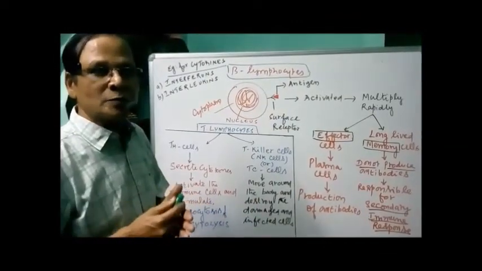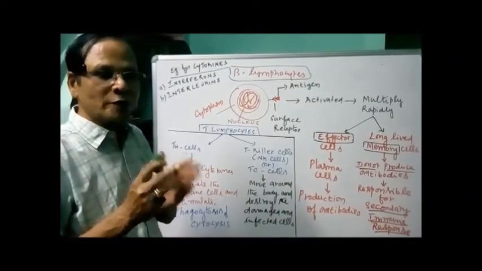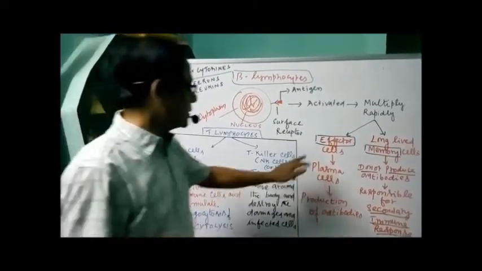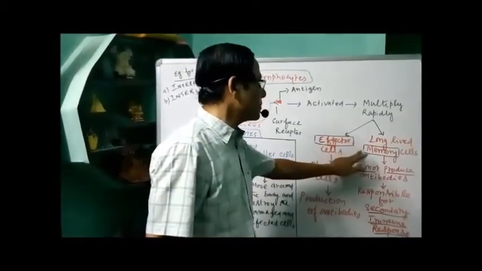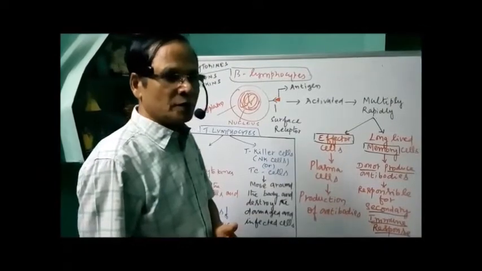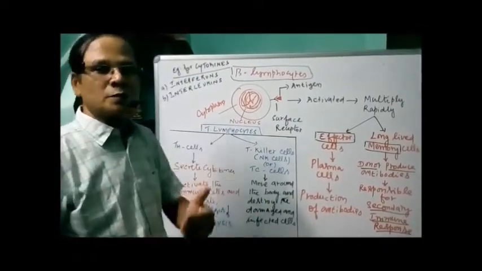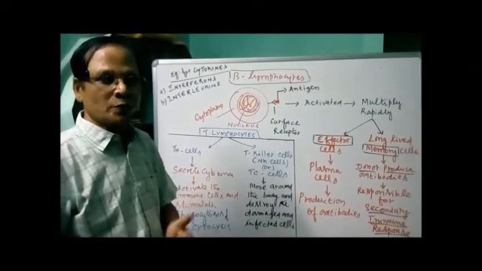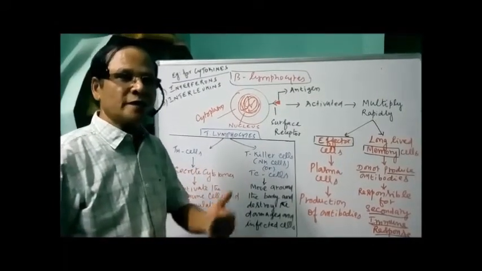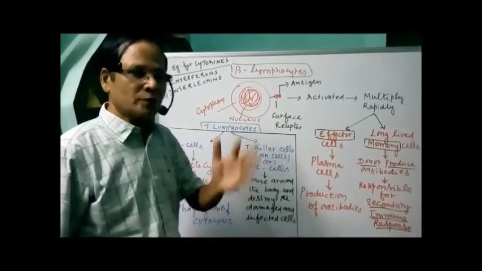They undergo rapid multiplication by mitosis to form two types of cells: effector cells and memory cells. The memory cells are long-lived. They retain the memory of the first encounter. They are responsible for the secondary immune response. When the same antigen enters the body again, they heighten the immune response.